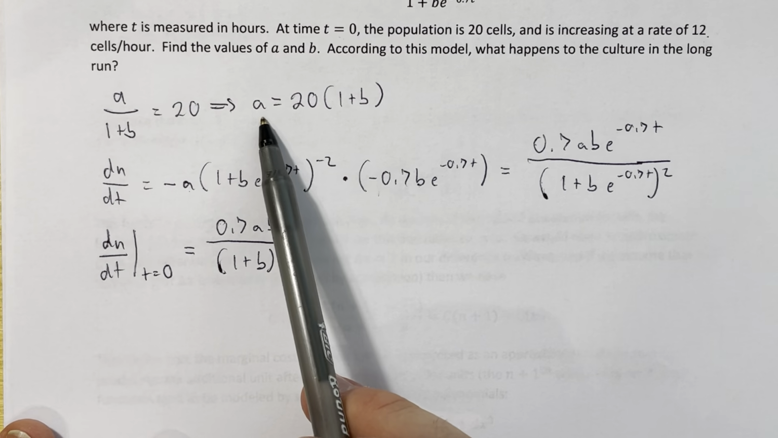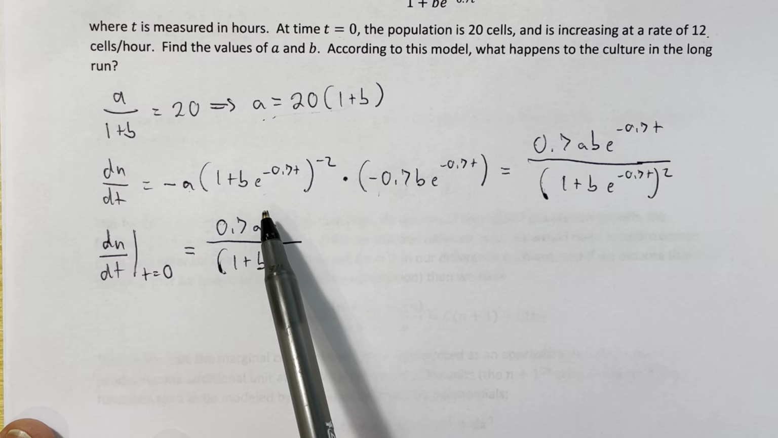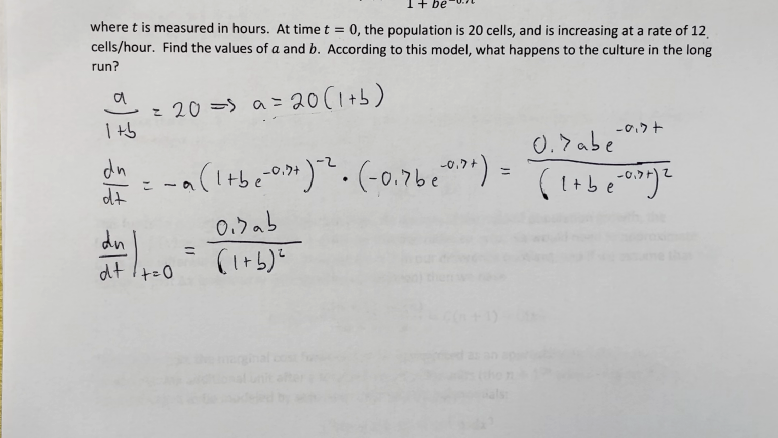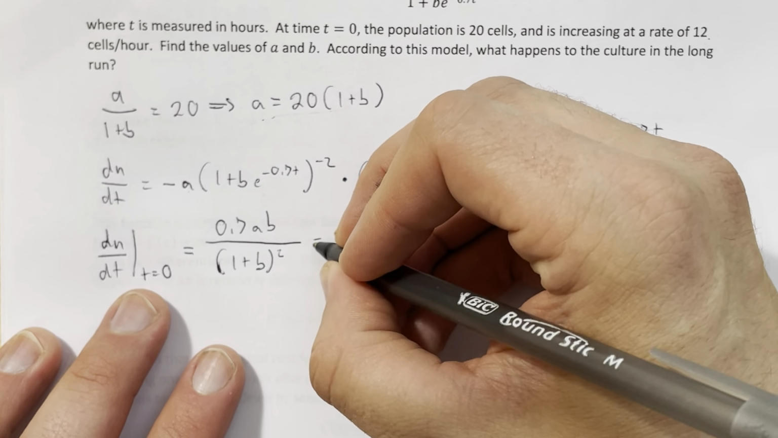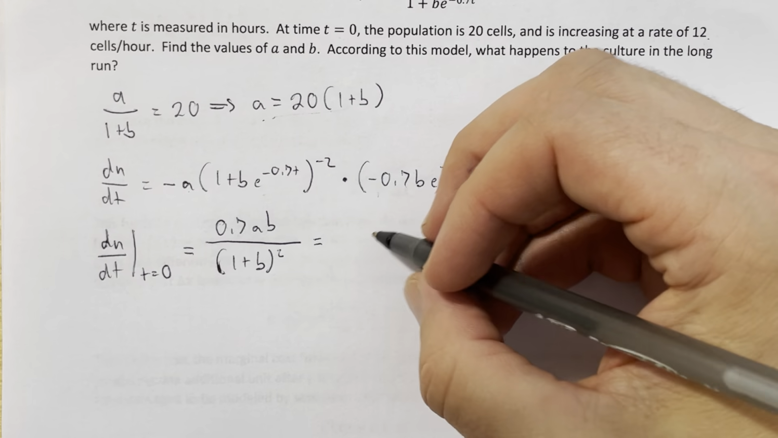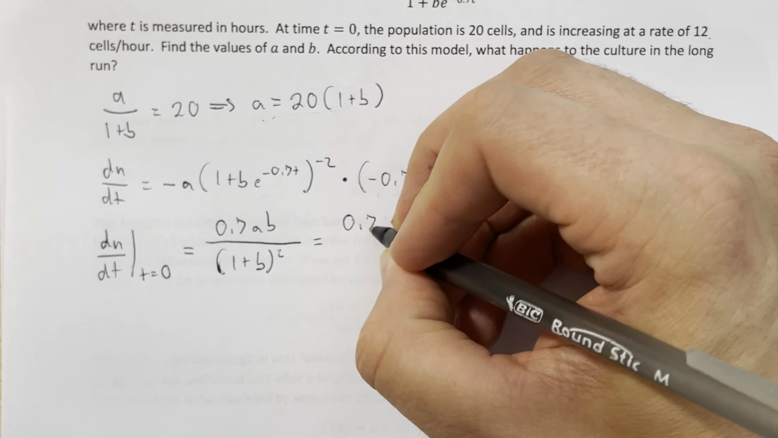And here is where this is going to be helpful. Remember, in order to solve for two unknowns algebraically, you would need to have two equations. And that's what I'm ending up with here. So this is going to end up equaling 12, but I want to simplify it before I say that. This is equal to 0.7.